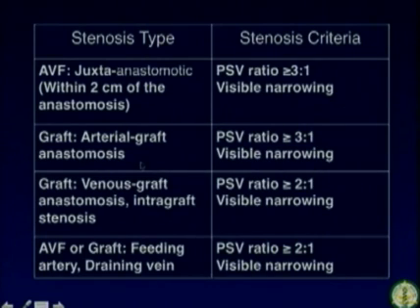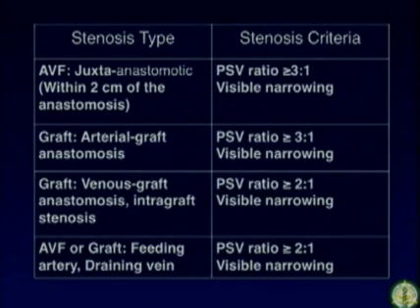For a graft, at the arterial graft anastomosis, that blood has to turn on a dime and go whipping back up the arm. So sometimes you can get a peak systolic velocity ratio of even greater than 3 to 1 and there be no apparent stenosis at all. So we require visible narrowing as well. At the venous graft anastomosis or intragraft, that's the most common. The venous graft is the most common area of stenosis, and we require a peak systolic velocity ratio of only around 2 to 1, but also we need a visible narrowing.